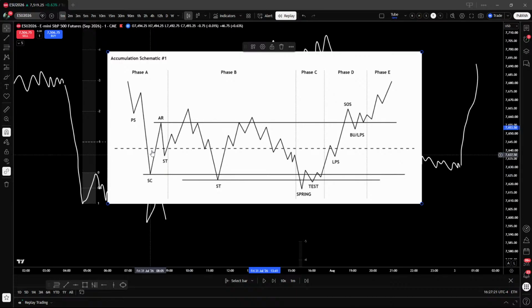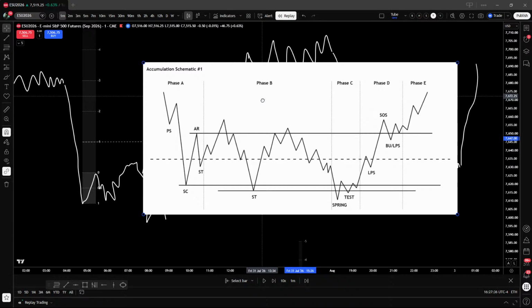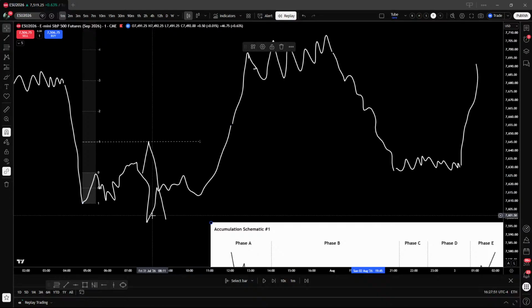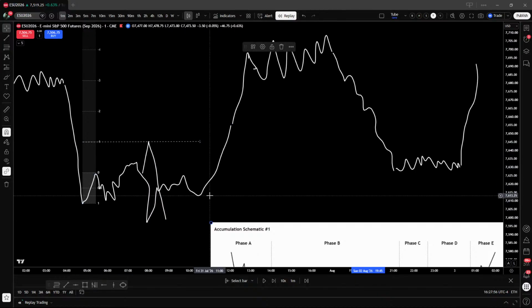This first swing or pivot, its low and its high, is most of the time what I measure. Most other ICT traders will tell you to measure the last leg, so maybe this one here in this example. They'll measure the last leg, or they will measure the high and the low of the whole accumulation.